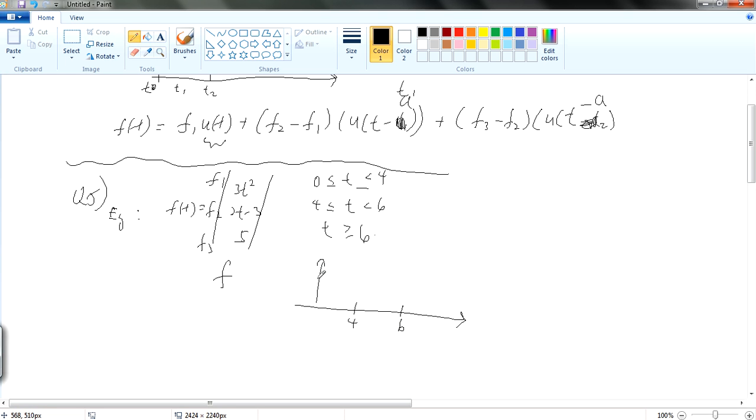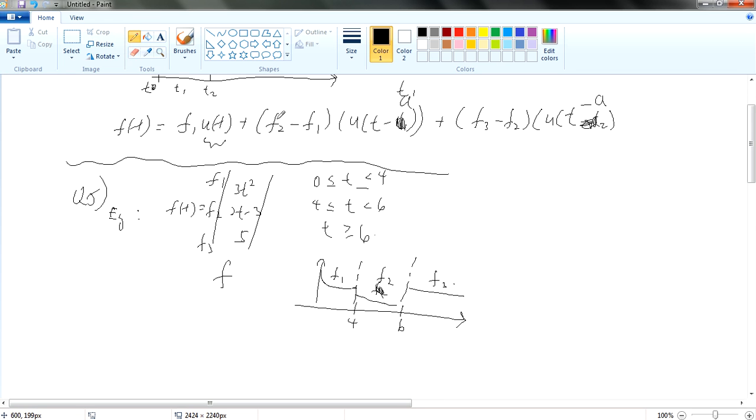Function 1 is some parabola, maybe like that. Then for 2t minus 3, this is maybe one straight line, and this is f2. And then this is f3. So this is the graph, somewhat like this.